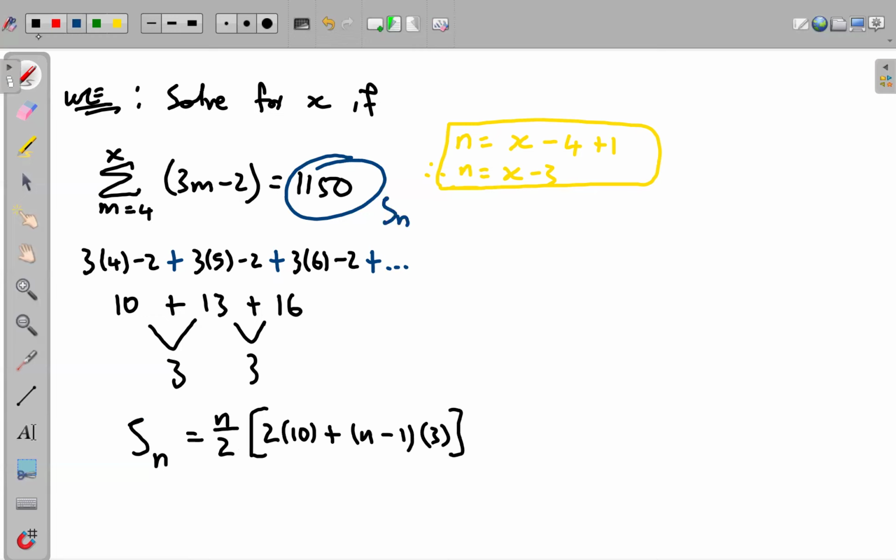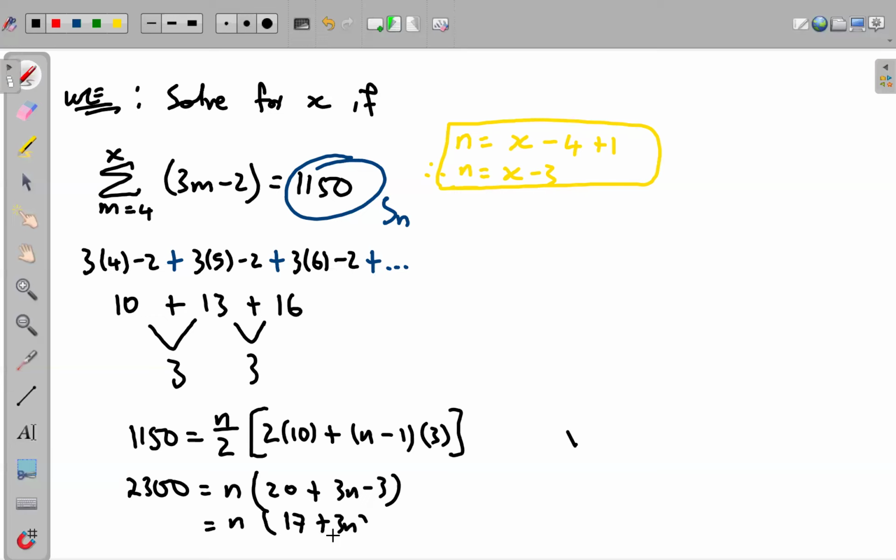So what I can actually do here is equate that 1,150 to this entire thing. And then you know what I usually do. I'm going to take the 1,150 and double it to avoid fractions. So that will give me 2,300. So I've got n times, then I'm just going to clean up quickly here, 20 plus 3n minus a 3. And then we can add some like terms there. 20 minus 3 is a 17. And then that's a 3n. This is 2,300.